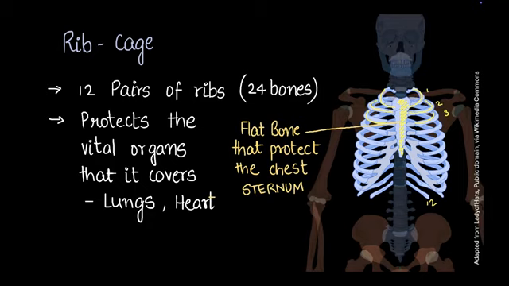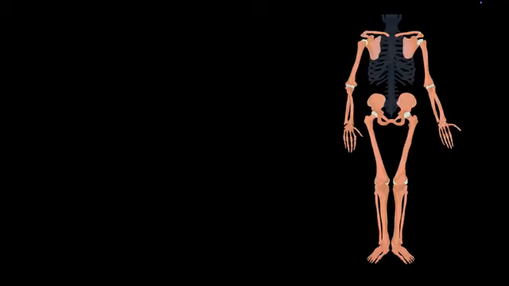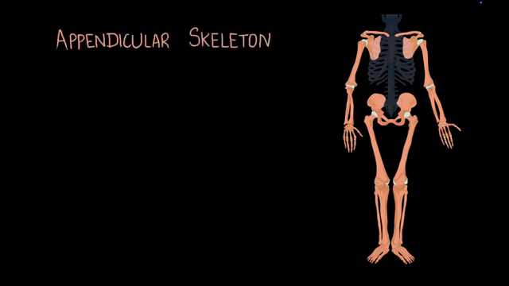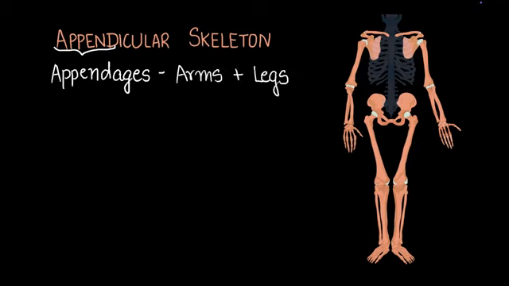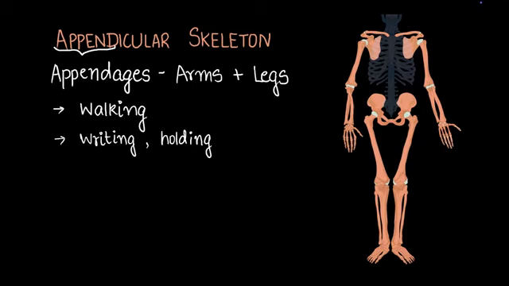Now let's go to the appendicular skeleton. The word appendicular comes from the word appendage. Now, appendage actually means limbs. Basically, our hands, our arms, and our legs are our appendages. These help with walking. These can help with writing, holding stuff, carrying things, and a range of things that we do with our hands and legs. Running, whatever you want, you can add to the list.